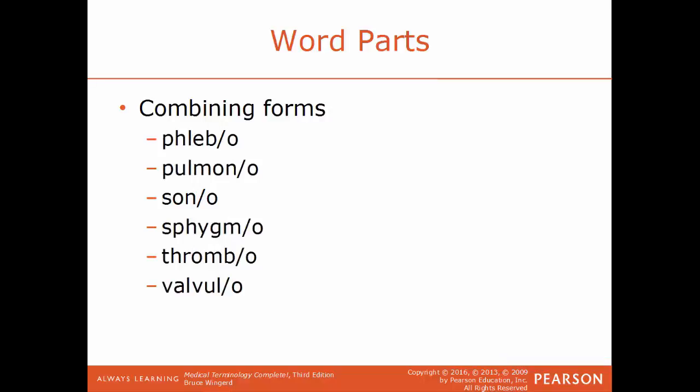Phleb or phlebo is a reference to veins. Pulmono is a reference to the lungs. Sono is a reference to sound. Sphygmo means pulse. Thrombo is a reference to a thrombus or a blood clot. Valvulo is a reference to a valve.